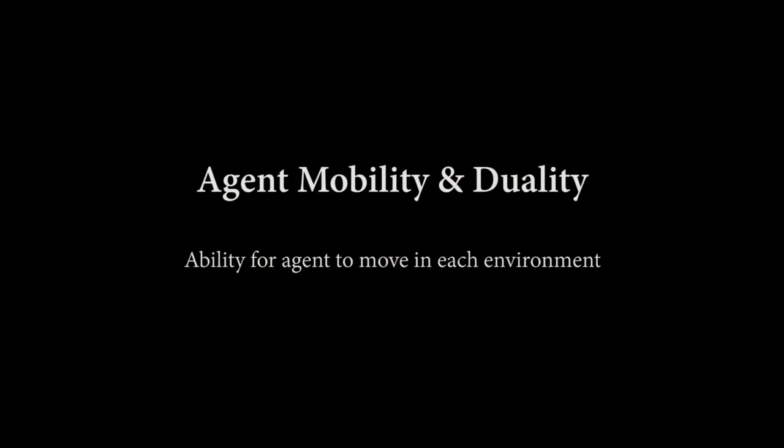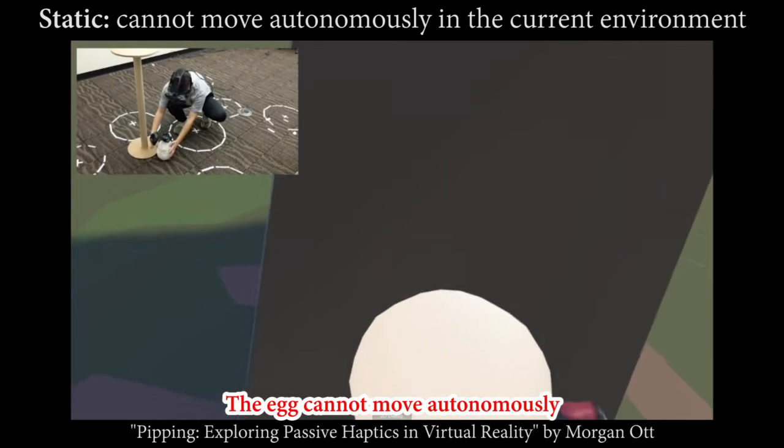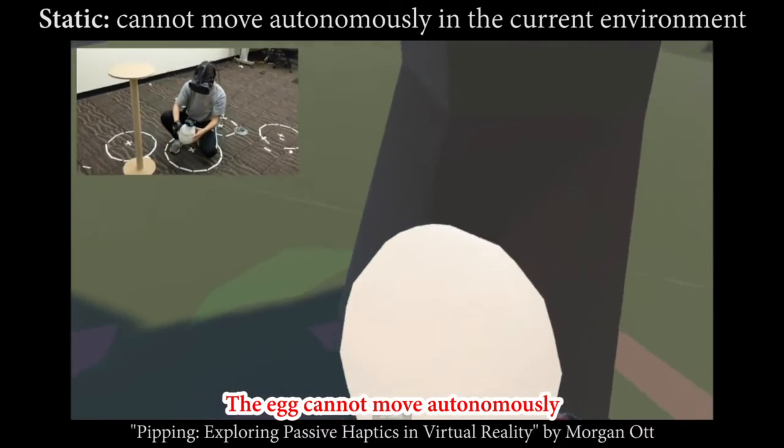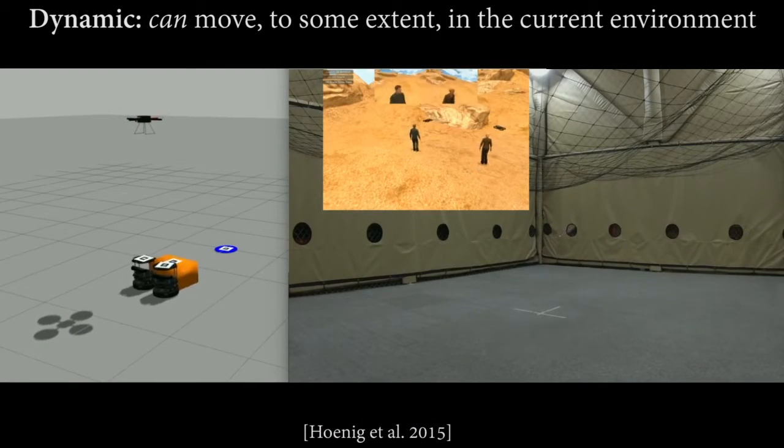Next, we look at mobility and the duality of mobility. Since we also care about static objects which are not agents, we look at any geometric constraint, including both agents and static objects. A static constraint is one that never moves, such as a wall. A dynamic constraint can move, such as a walking human user.